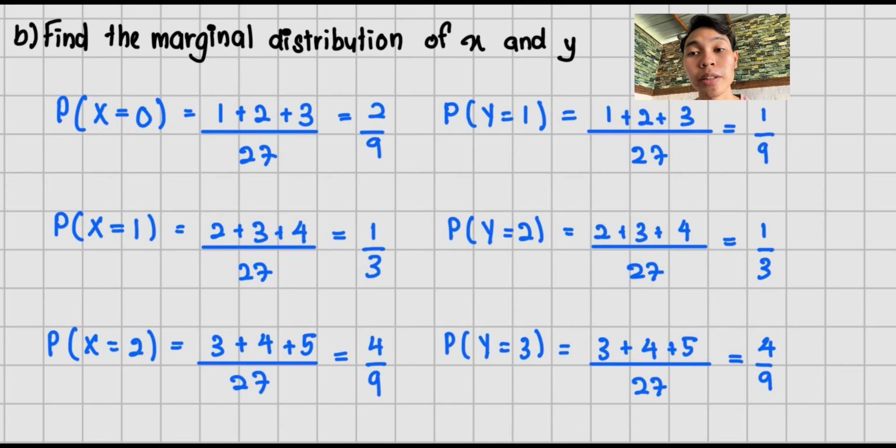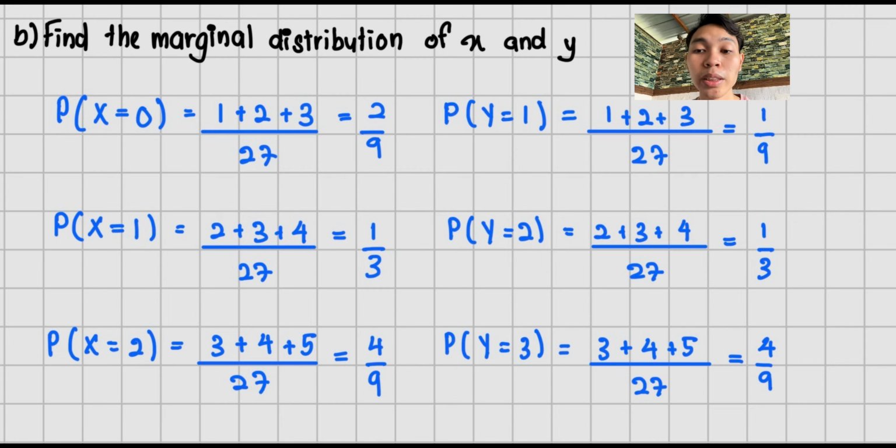To find the marginal distribution of X, we add the probabilities across each row of the table. Doing this gives P(X equals 0) equals 2 over 9. If X equals 1, we get 1 over 3. And P(X equals 2) is 4 over 9.